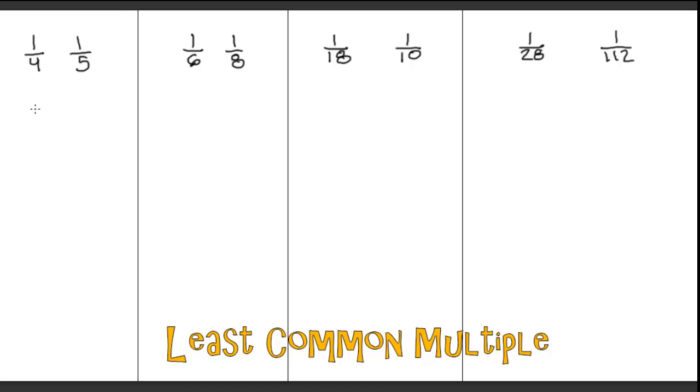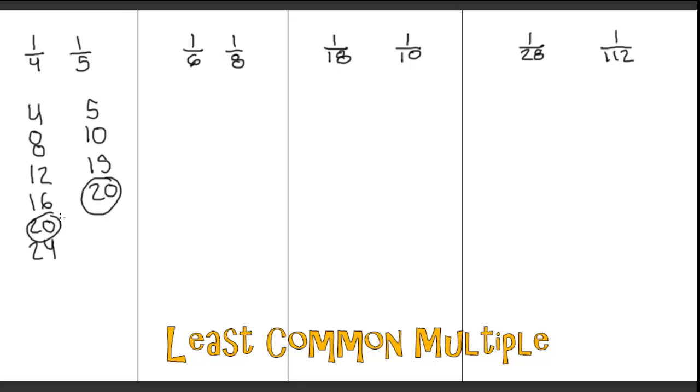You can sit here and go, well, 4 plus 4 is 8. 8 plus 4 is 12. 12 plus 4 is 16. 16 plus 4 is 20. 20 plus 4 is 24. So I've found the multiples of 4. I'm going to start over here with 5, 10, 15, 20. Oh look, we have a match. So there's your least common multiple.